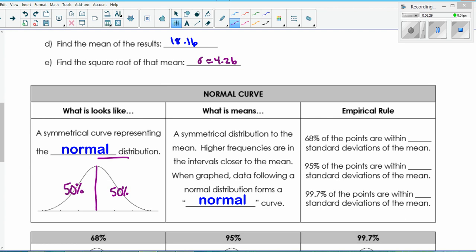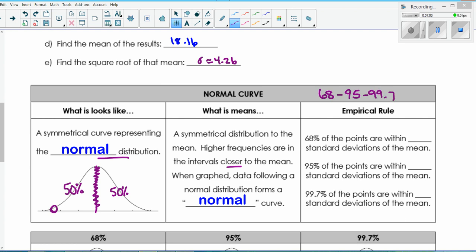It's a symmetrical distribution to the mean, and its higher frequencies are in the intervals closer to the mean. Graphed data following a normal distribution follows a normal curve. What this means is that the intervals closer to the mean have higher frequencies, because if you notice, this right here is the tallest, which means that's your highest percentage, and then as you go this way, there are a lot lower percents here. Okay, the empirical rule is the 68, 95, 99.7 rule.